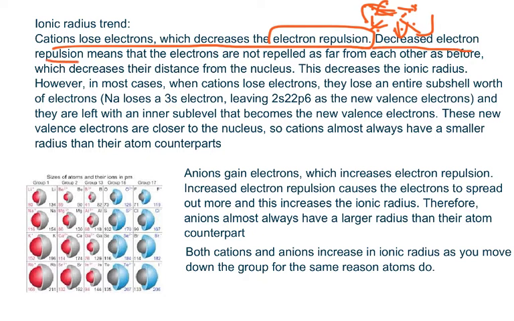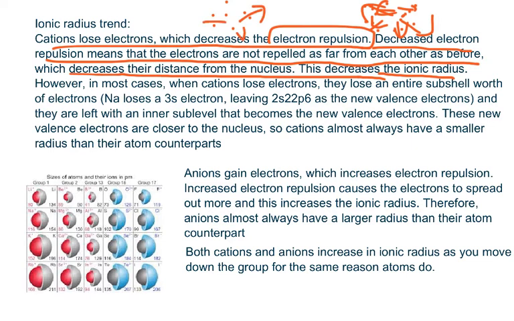So decreased electron repulsion means that the electrons are not repelled as far from each other as before, which decreases their distance from the nucleus. This, in turn, decreases the ionic radius. So what is being said here is that because there are fewer electrons, if you lose electrons, then the electrons will repel each other less, and this decreases the distance that they are repelled, which decreases the ionic radius.